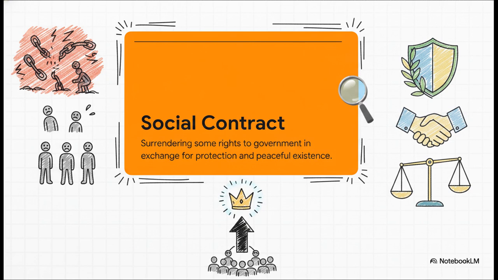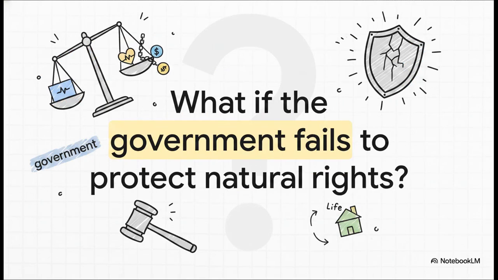The absolute key here is that legitimate authority requires the people's consent. The government must be beholden to the people, rather than the people being beholden to the government. But I want you to think about this for a second. What happens when that neutral judge stops being neutral? What if the government totally fails to protect those natural rights of life, liberty, and property?